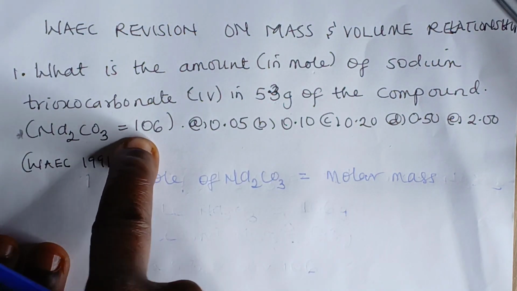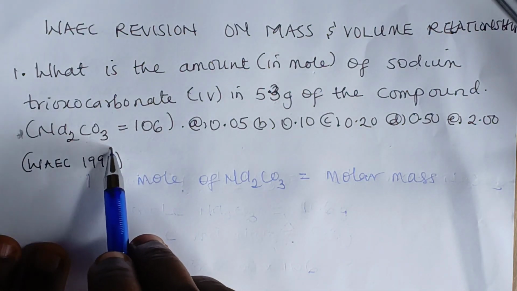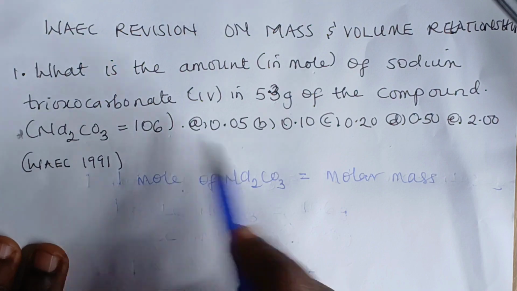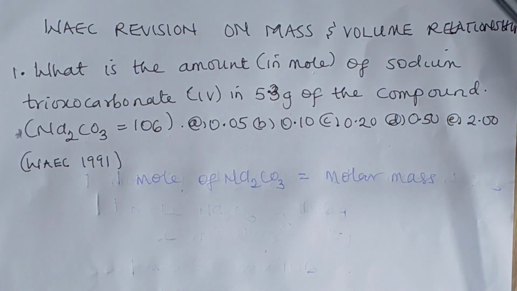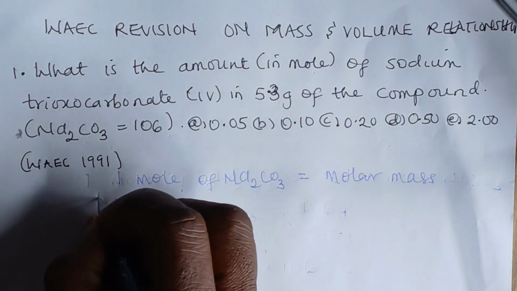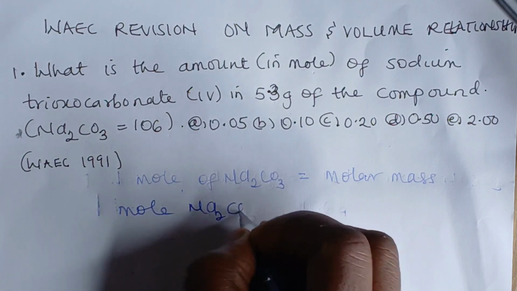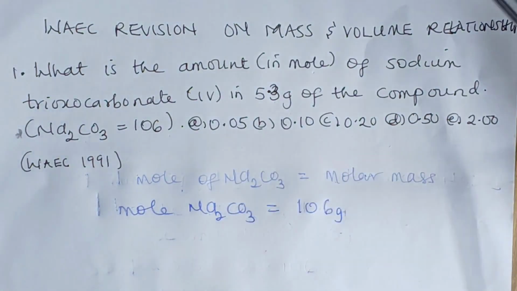But in this question, sodium was not given, carbon was not given, oxygen was not given. Rather, the molar mass has been calculated for you. So we are using it directly as 1 mole of sodium trioxocarbonate equals 106 gram.